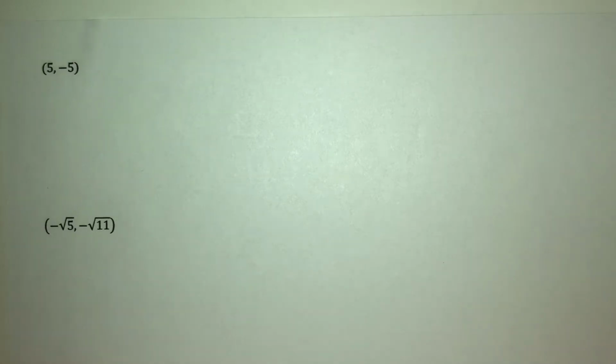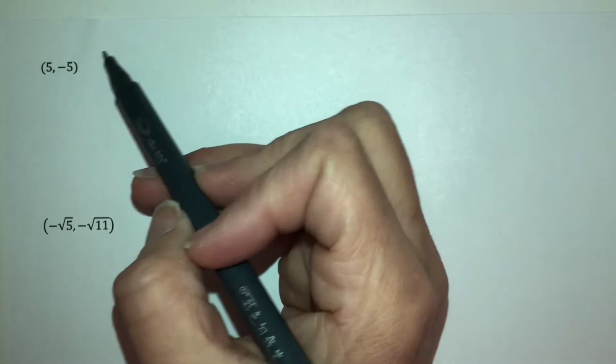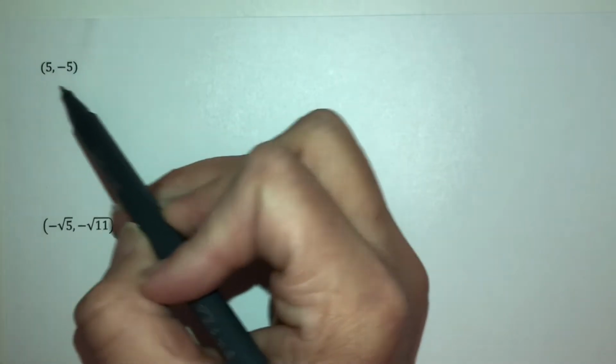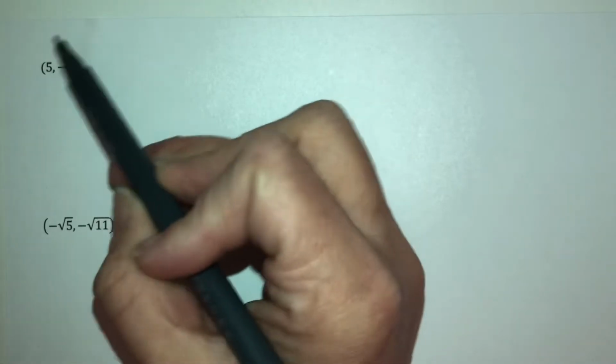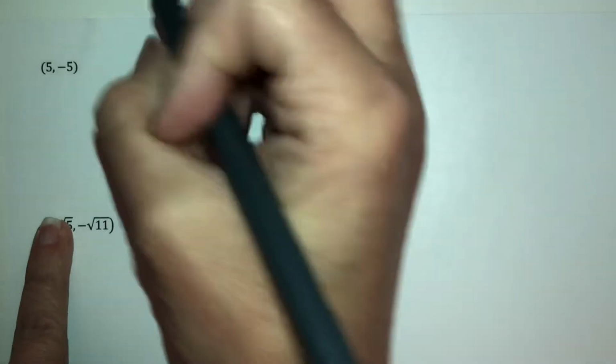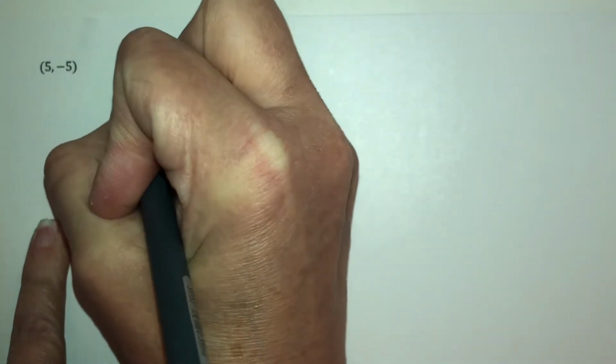This is part 2 of section 4.3. We want to find the trig values, all 6 of them, for an angle whose ray passes through this point. So 5, -5. The first thing we need to do is to calculate our radius.